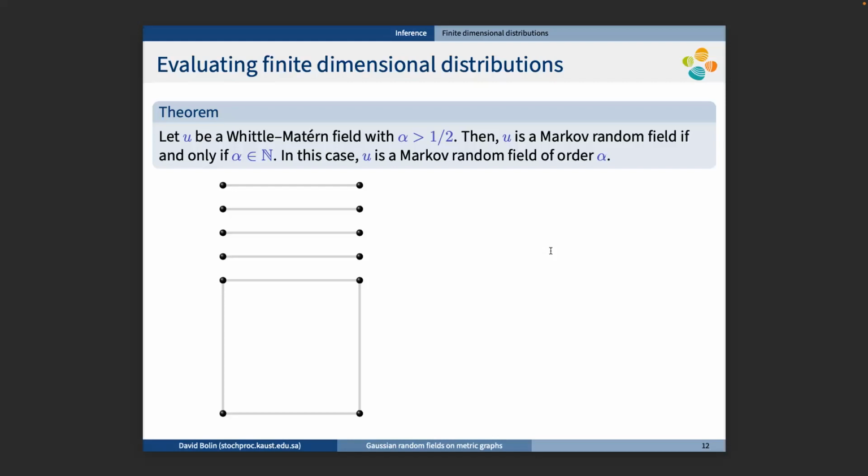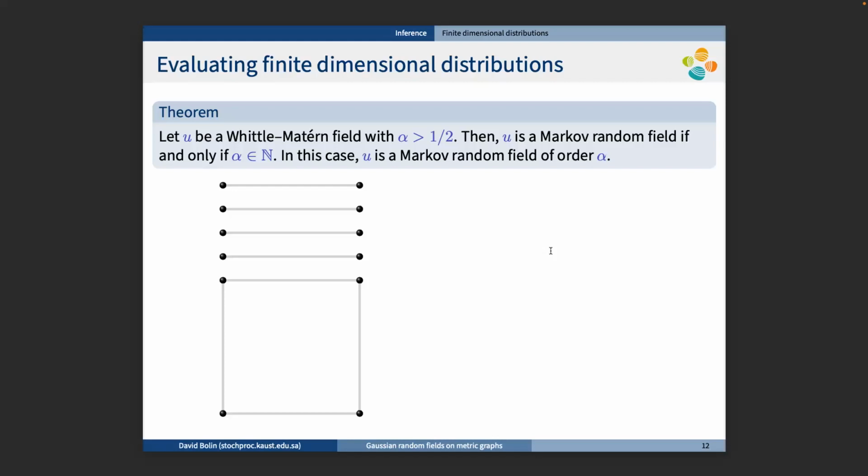But it turns out that we can, and this is what I said in the beginning, that as long as this smoothness parameter alpha is an integer, we will be able to do this exactly. And the reason for that is the result that you see there on the top, that says that if you consider this model, this model has Markov properties, so it's a Gaussian Markov random field, if and only if this parameter alpha is an integer. And this Markov property we can then use to derive finite dimensional distributions.